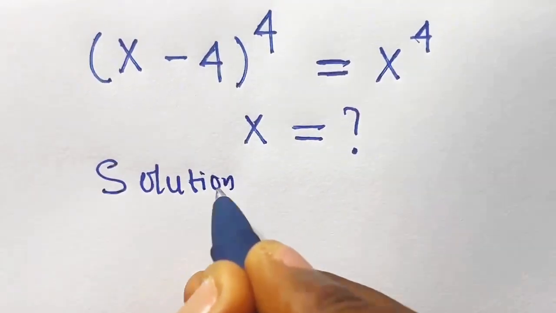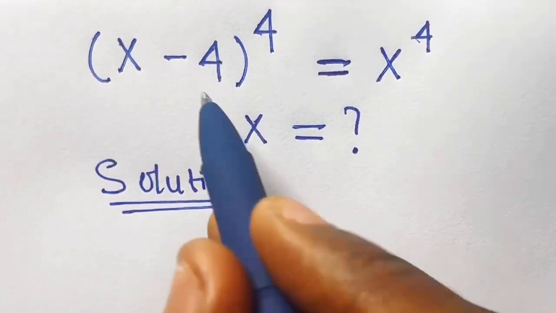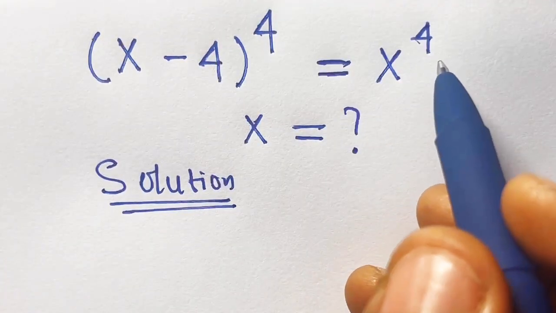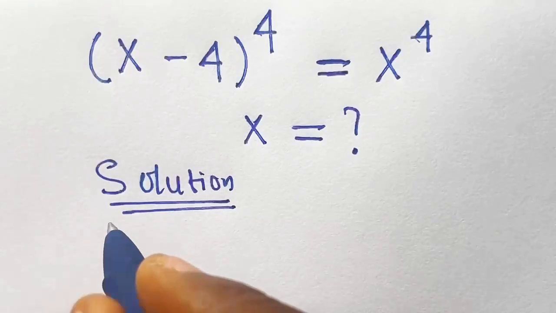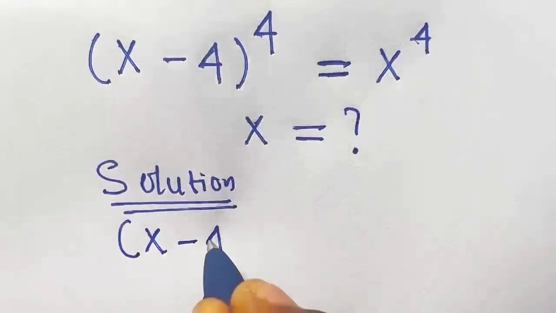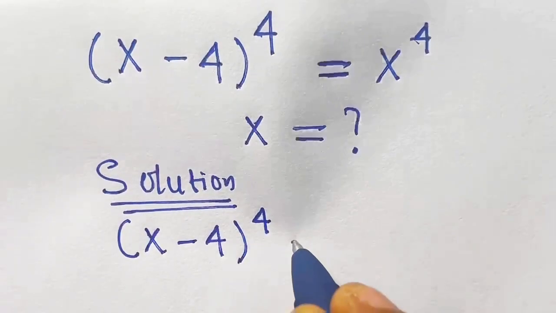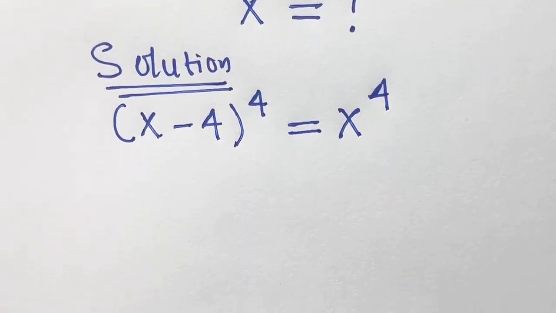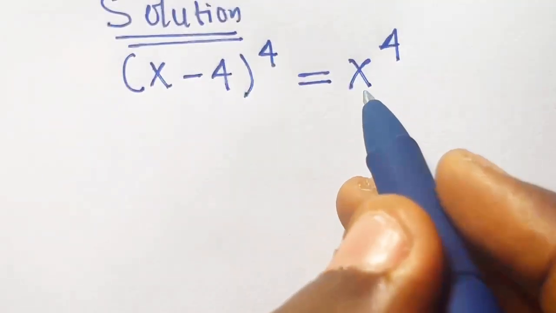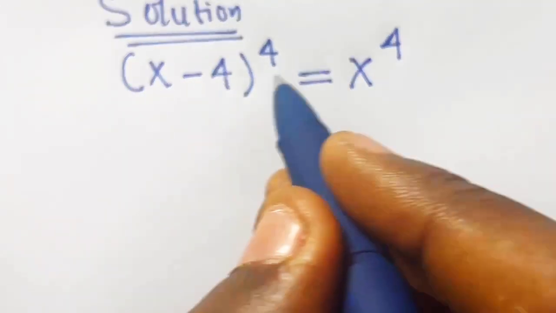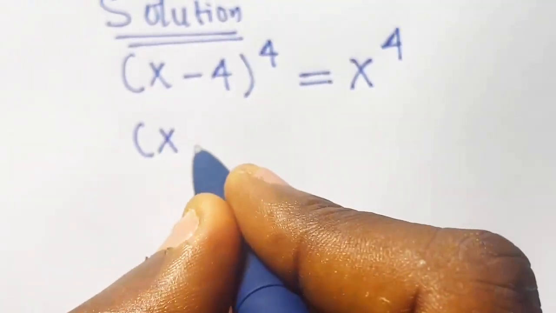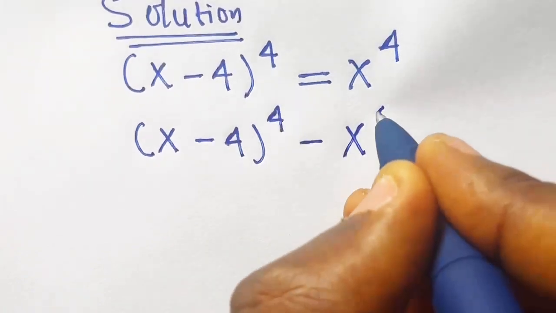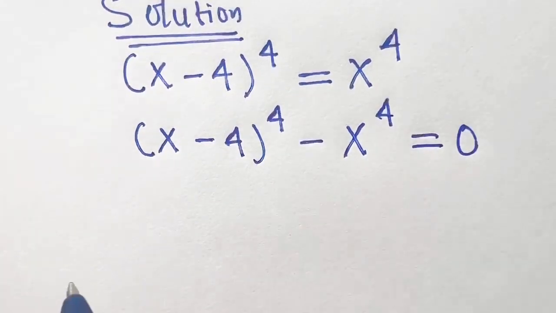We want to find the value of x in (x − 4)^4 = x^4. So we have (x − 4)^4 equals x^4. From here, we transfer this x^4 to this side. So we have (x − 4)^4 − x^4 = 0.